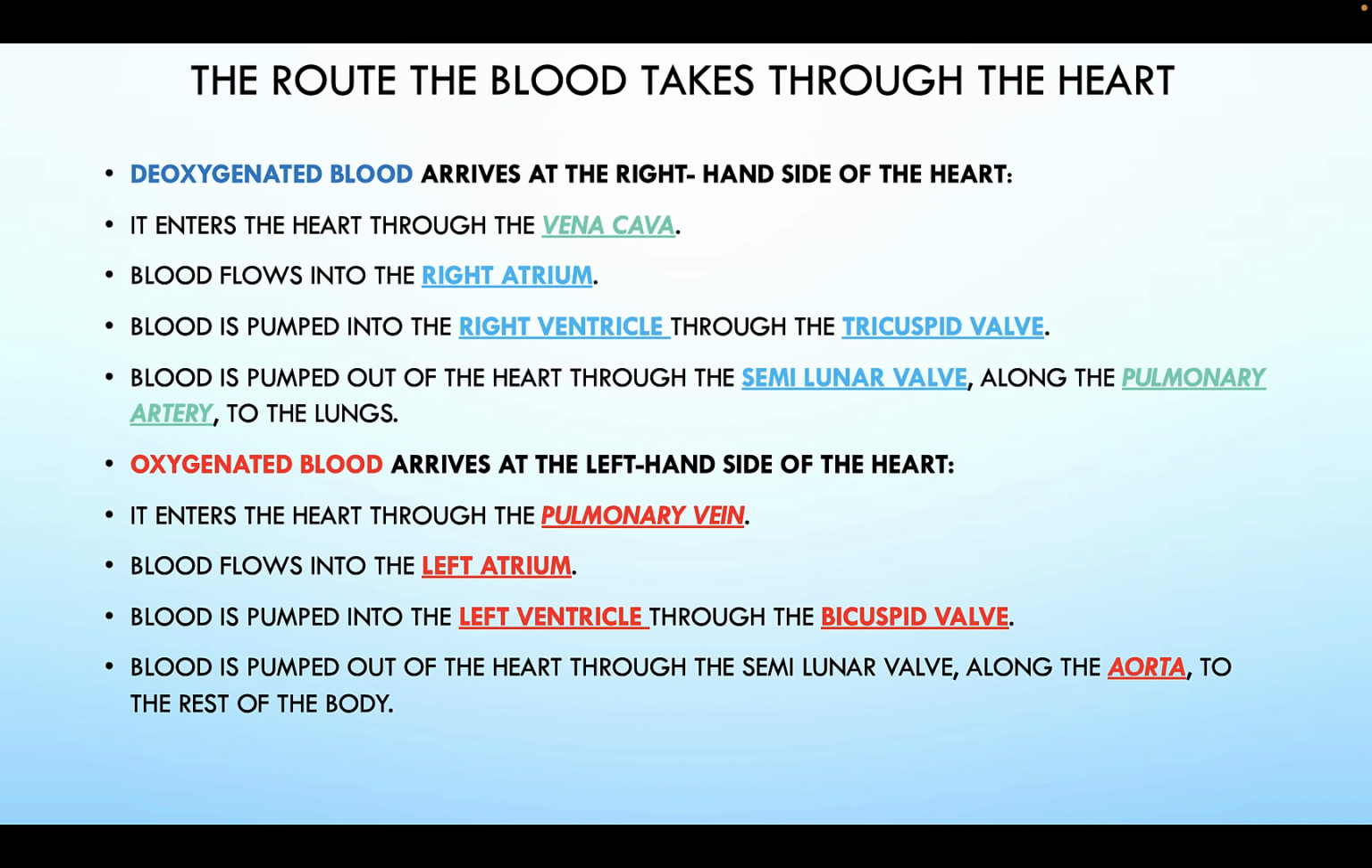Oxygenated blood arrives at the left hand side of the heart. It enters the heart through the pulmonary vein. The blood flows into the left atrium, and is then pumped through the bicuspid valve into the left ventricle. Blood is then pumped out of the heart through the semilunar valve along the aorta to the rest of the body.